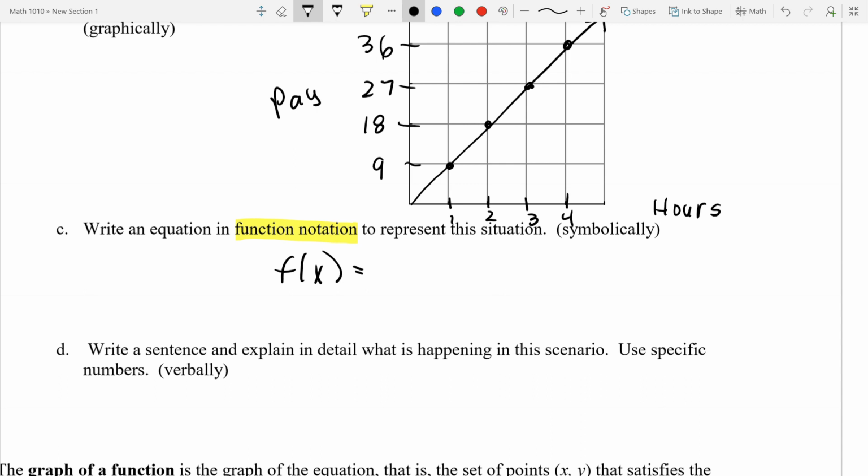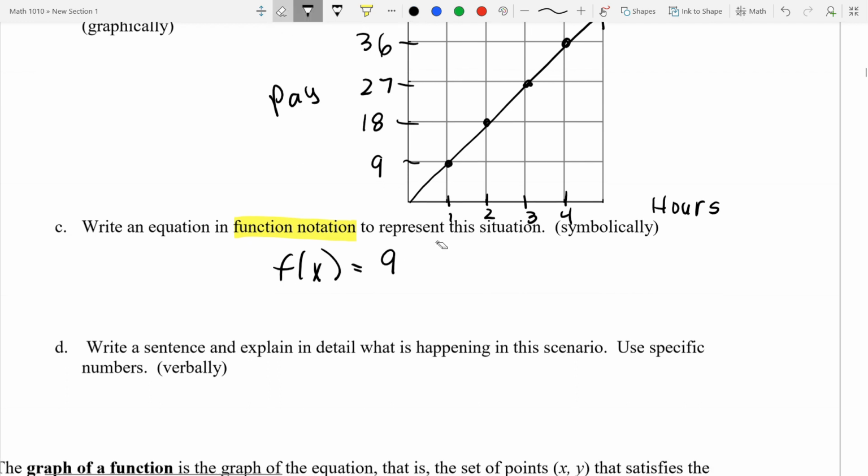Okay, symbolically. So the symbolically is going to be f of x equals, tell me what to write. 9. And then would I put m? No, because remember we talked about if it's f of x, then the variable is going to be, talk to me, an x. Good. So come right here, erase it, put in an x, and you're done. Okay?